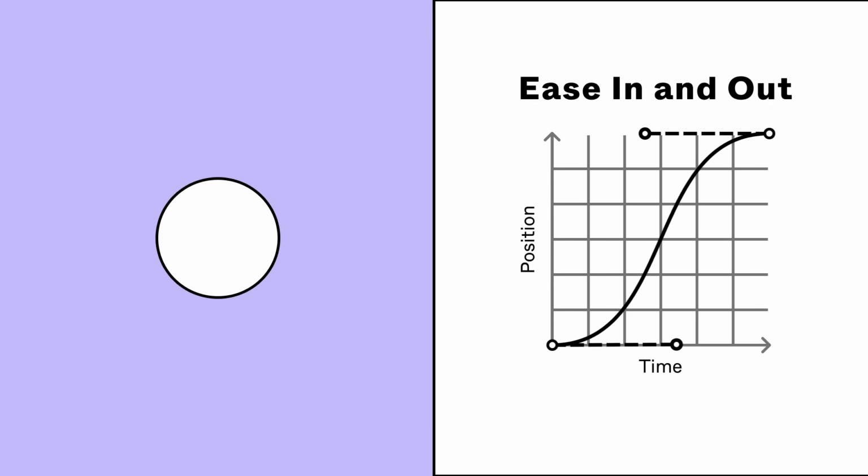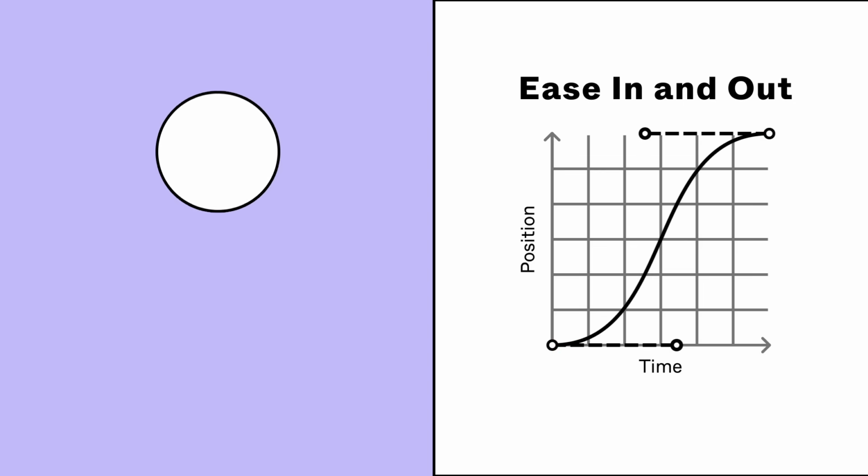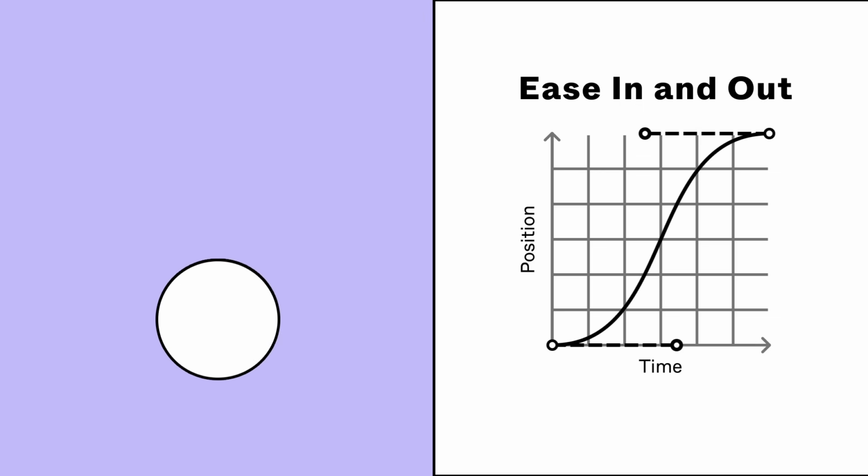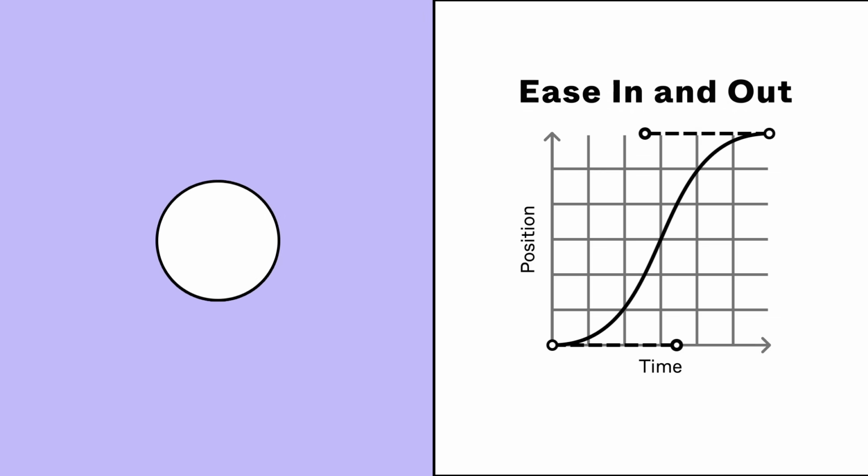An ease in and out curve is when the interpolation starts slowly, accelerates in the middle, and decelerates at the end. For most motion, it feels smooth and responsive, but can feel unnatural or too perfect when applied to everything.